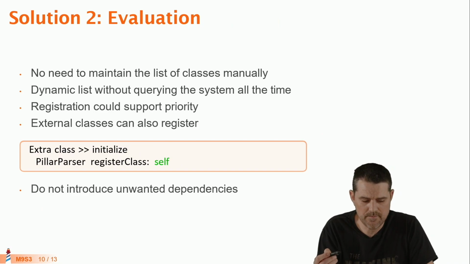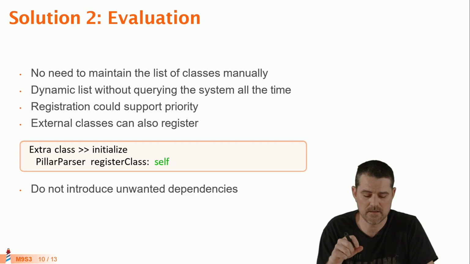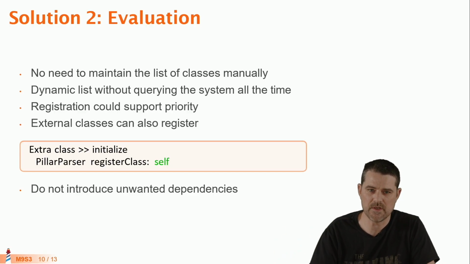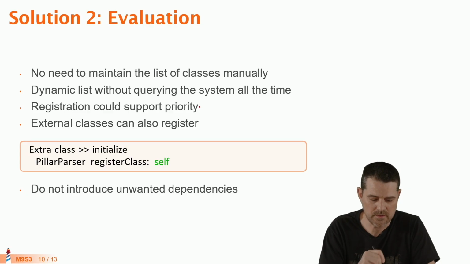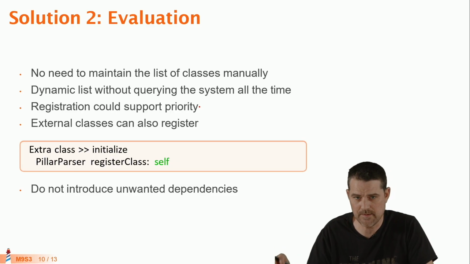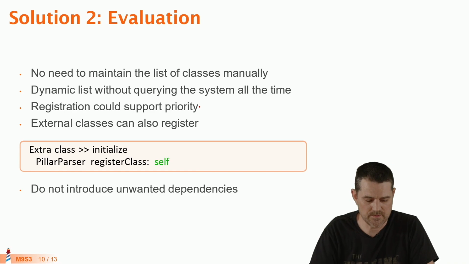So this new mechanism is really interesting. There is no need to maintain the list of classes manually, so the developer is free of it. It's not written explicitly in the code. It's completely dynamic. It means each time I load a new class, the class can register itself in the parser. The registration could support priority, and external classes can also register. It is not mandatory that classes that register are part of the same package as the Pillar parser.